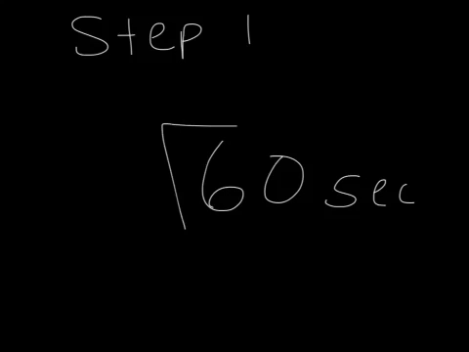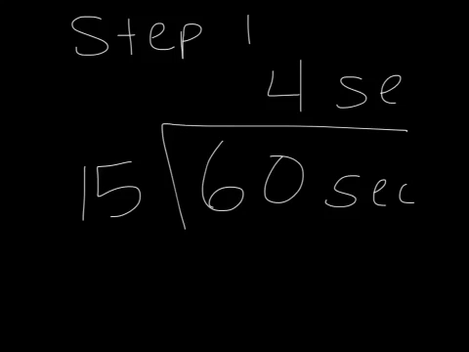Our first step is to calculate total time. To calculate total time, I know that I have 60 seconds in a minute, and I have a respiratory rate of 15 that was given to me. So in order to calculate my total time, I'm going to take 60 seconds, divide that by 15, which was my respiratory rate, and so I get a total time of 4 seconds.